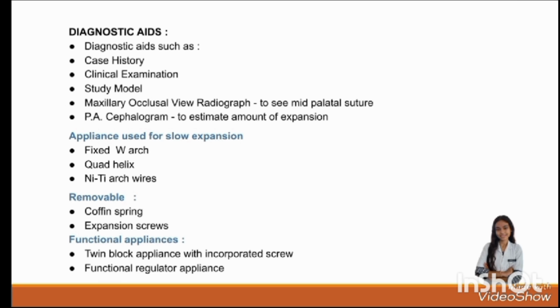Appliances used for slow expansion are fixed W arch, quad helix, and Nitinol arch wires. Removable appliances are coffin spring and expansion screws. Functional appliances are twin block appliance with incorporated screw and functional regulator appliance.